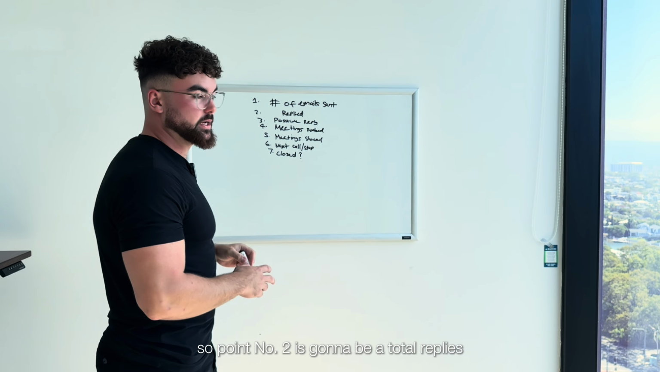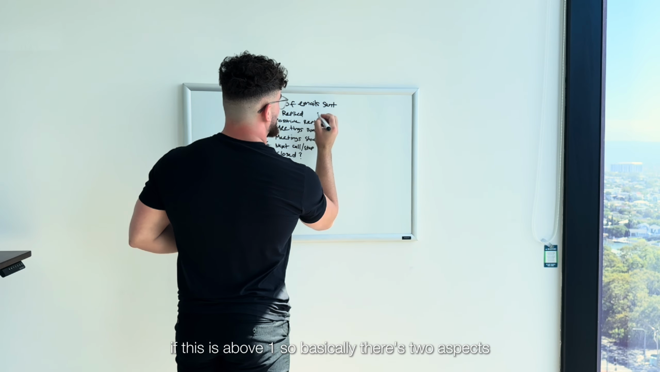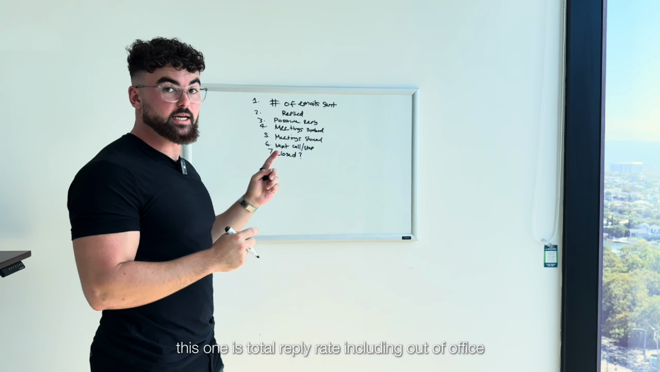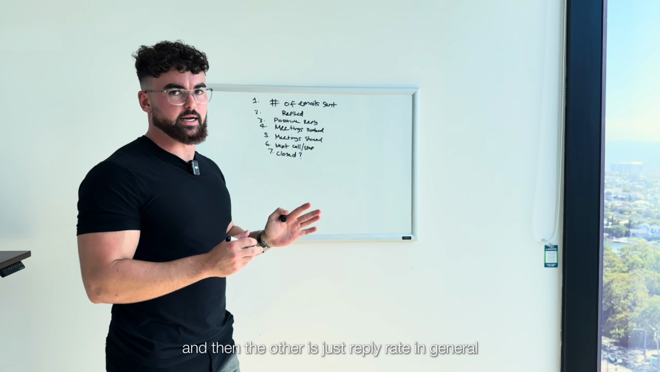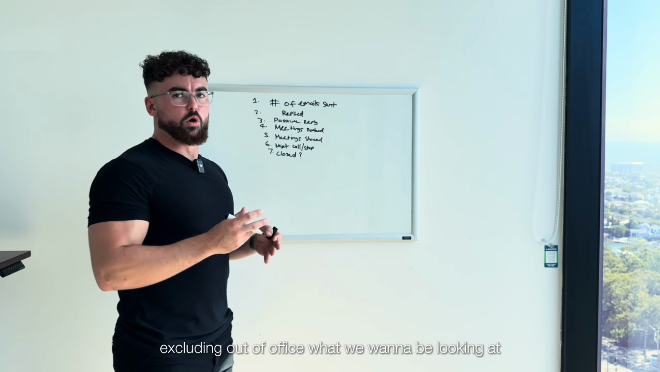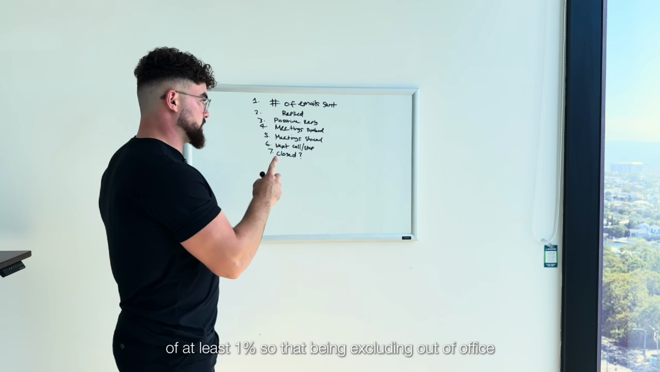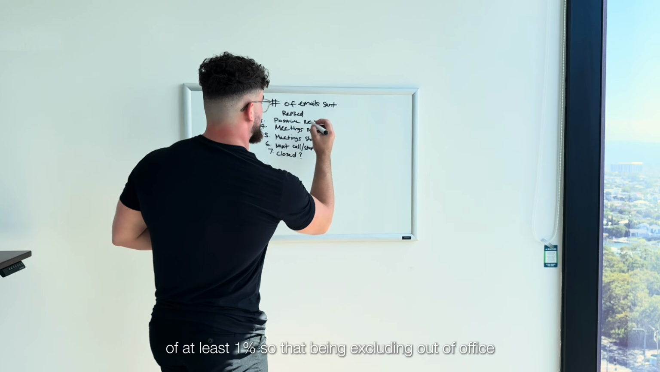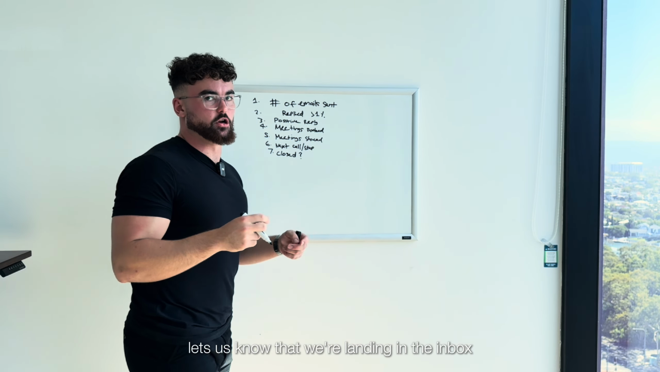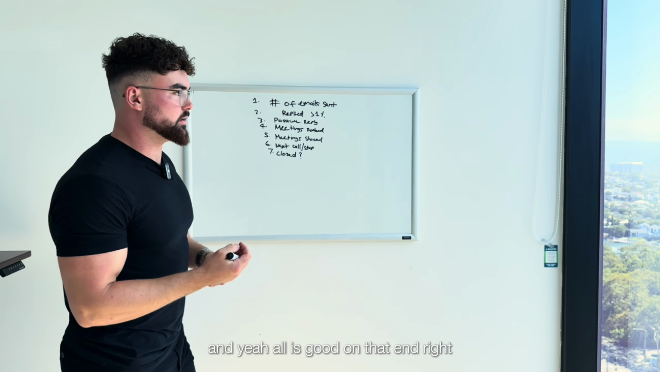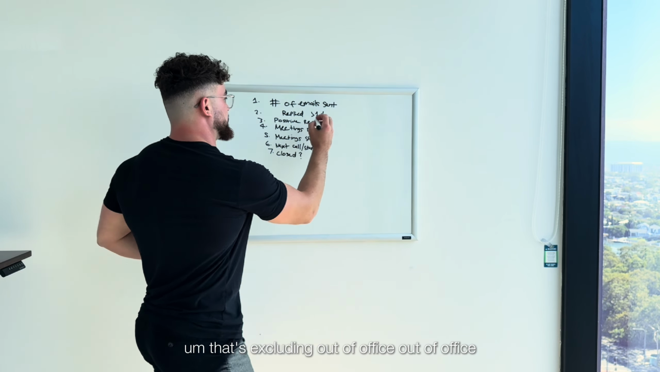So point number 2 is going to be total replies. There are 2 aspects to this. One is total reply rate including out of office, and then the other is reply rate excluding out of office. What we want to be looking at is that we're getting a reply rate of at least 1%, excluding out of office. So a reply rate of greater than 1%. That basically lets us know that we're landing in the inbox and all is good on that end, right? That's excluding out of office.